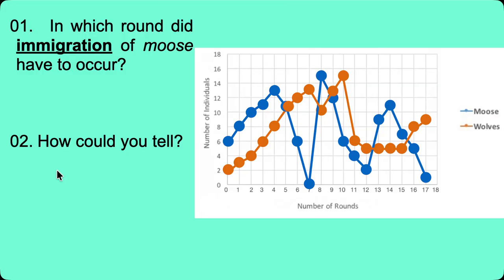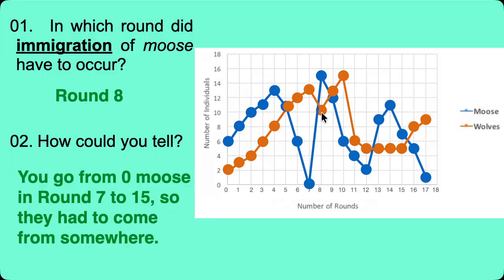All right, so there's only one possible answer, and it is right here. At round 7, it's 0, so all of the moose have died or left. Here, we now have 15 moose. That means that at round 8, immigration is the only possible way that we got from 0 to 15, because these were wiped out completely. So there's no way, and it should say in round 7, you go from 0 moose in round 7 to 15 here, and that would be at round 8. So they had to have come from somewhere.